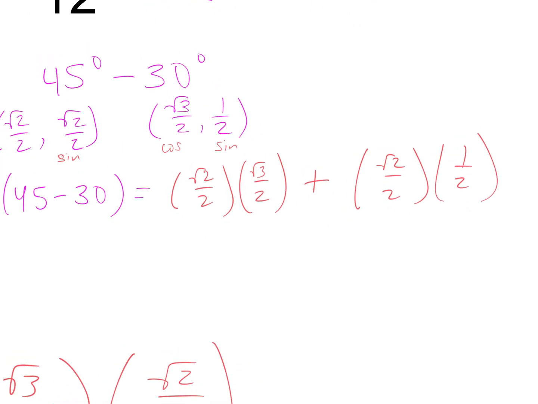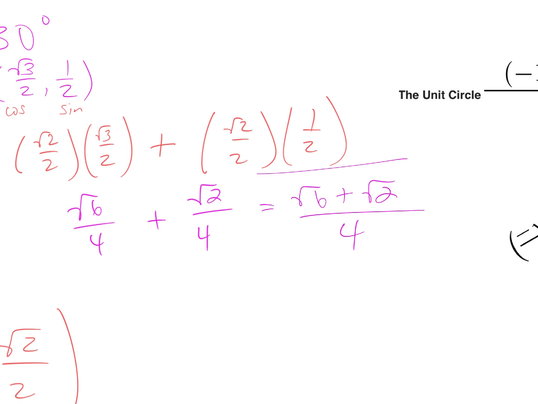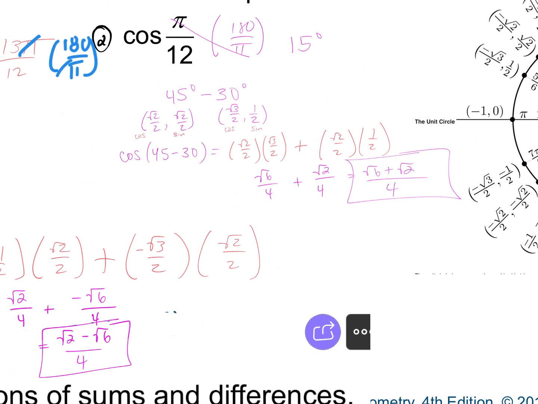If I'm going to simplify this, what's the square root of 2 times the square root of 3? Square root of 6 over 2 times 2 is 4, okay? Plus, what's the square root of 2 times 1? Square root of 2 over 2 times 2 is 4. Can you combine anything? No. Can you simplify this a little bit? Yes, you can say the square root of 2 plus the square root of 6, or vice versa, over 4. Many times you'll get answers that are very similar because there's only certain things on the unit circle. Does that make sense?